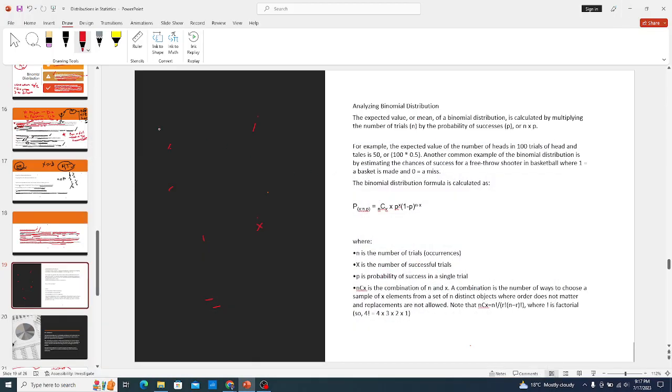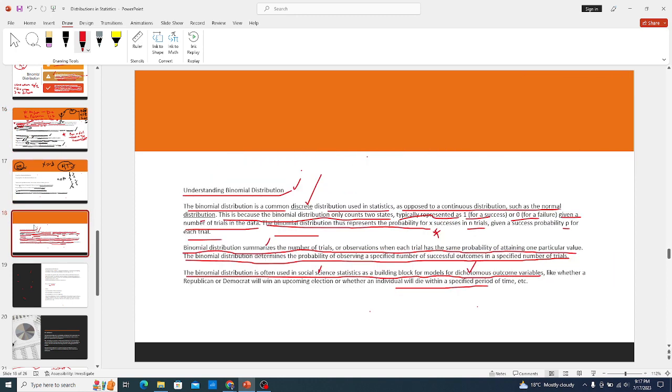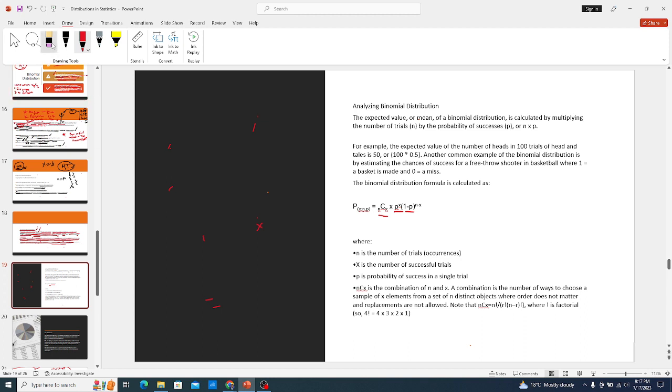Right. Now let's come to analyzing the binomial distribution. I guess I have already explained all this, because remember when we were discussing the formula for the binomial distribution. All right, let's now come to the formula. So this is the formula of the binomial distribution.